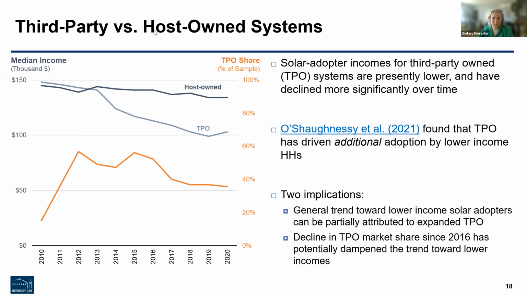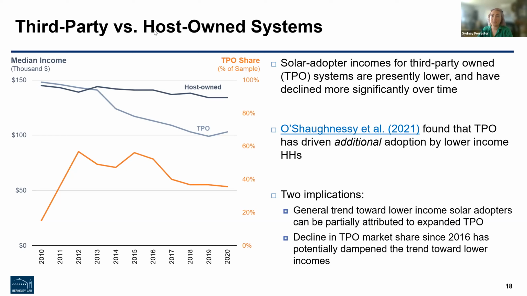The one other quick plug is that Eric led a study that found that the third-party ownership model has actually driven additional adoption by lower income households. That means these are households that wouldn't have otherwise adopted. So a plug there. And again, the link is live in the report itself.